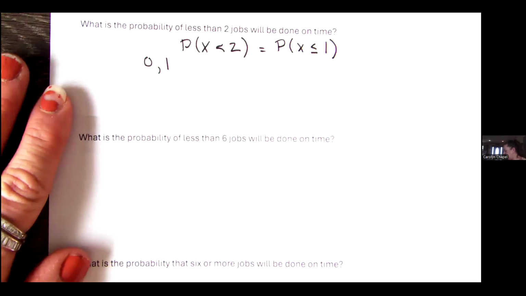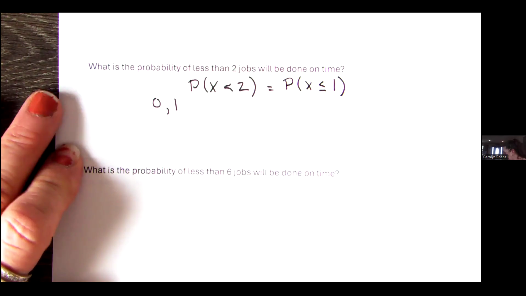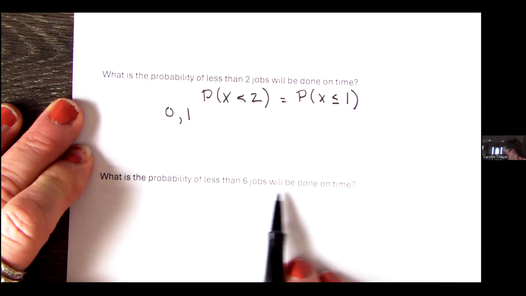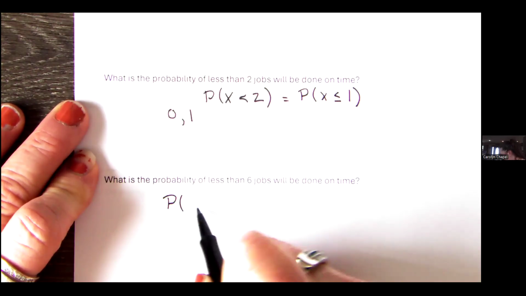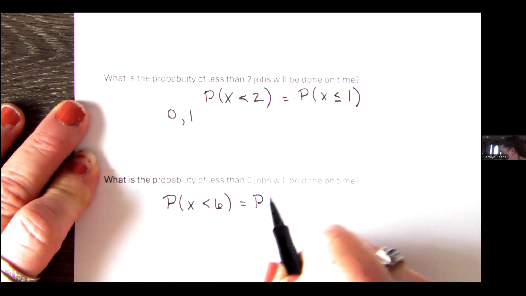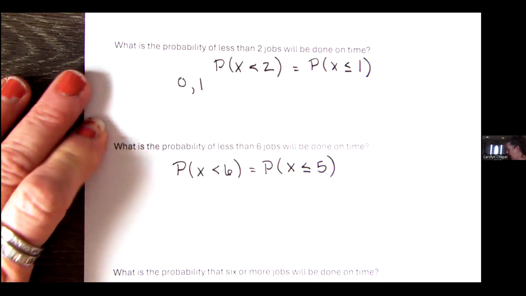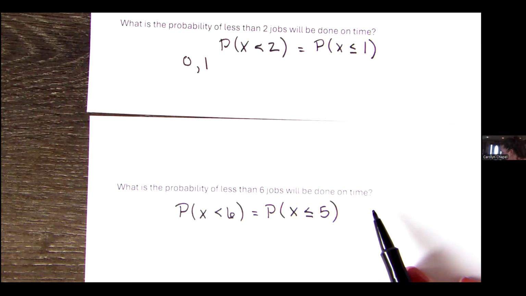We're also going to do this next one. What is the probability that less than 6 jobs will be done on time? Sorry, less than 6 jobs will not be done on time. So that's going to be the probability that X is less than 6, which is the probability that X is less than or equal to 5.